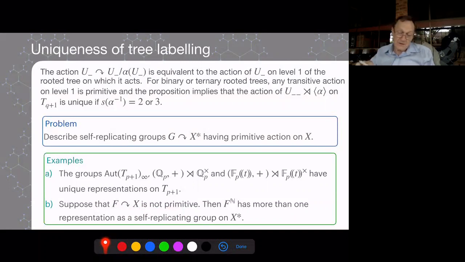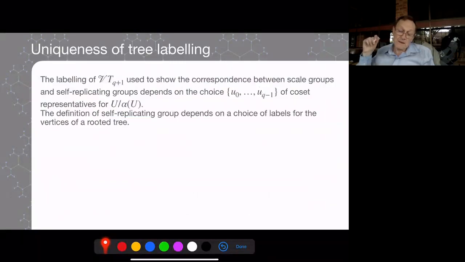So that's the uniqueness of the tree representation. Now, what about uniqueness of the labeling? If you think back to what I said about the labeling of the vertices of a tree, it involved choosing some coset representatives. So the labeling depended on this choice of coset representatives. If we chose different coset representatives, we would get a different labeling of the vertices.